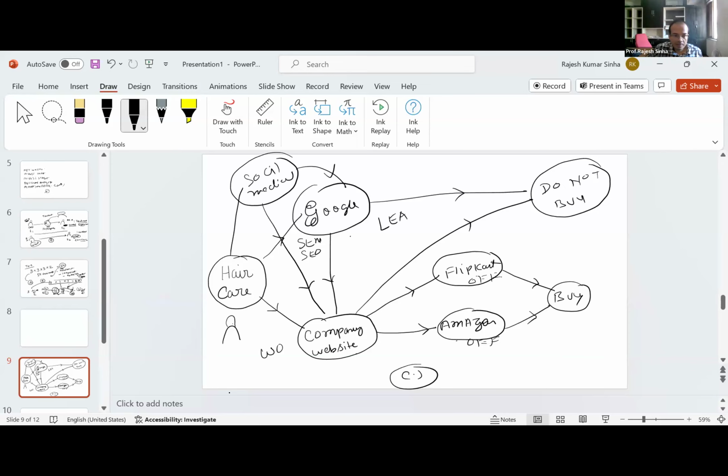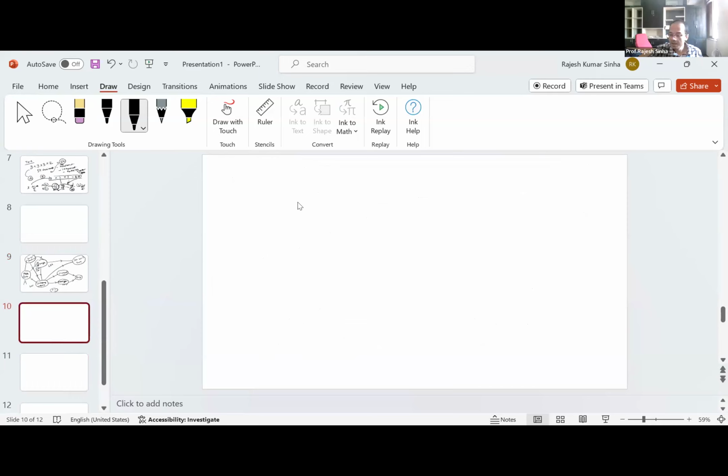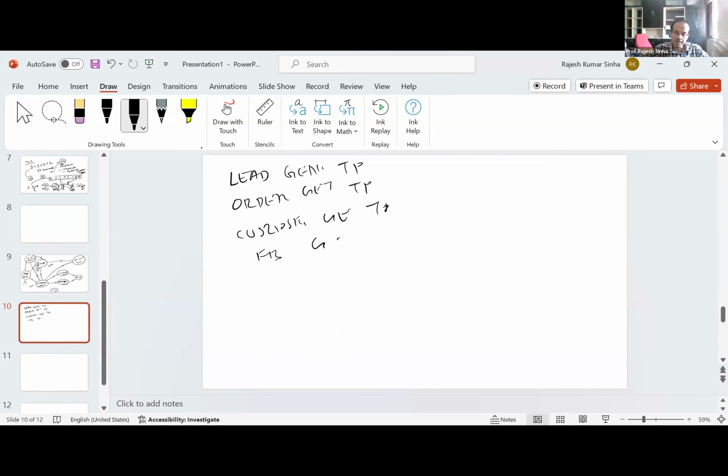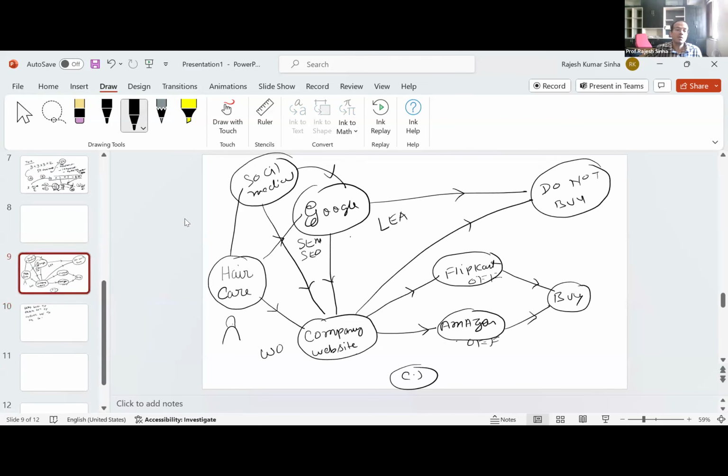Some touch points, let me go to another page then. I can have lead generating touch points. Lead, I hope you understand. Generating touch points. You can have order generating touch points. You can have curiosity generating touch points. You can have feedback generating touch points. So you can have different types of touch points, and this can also tell you where to emphasize.